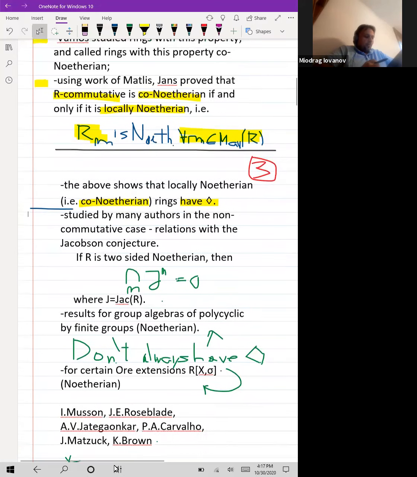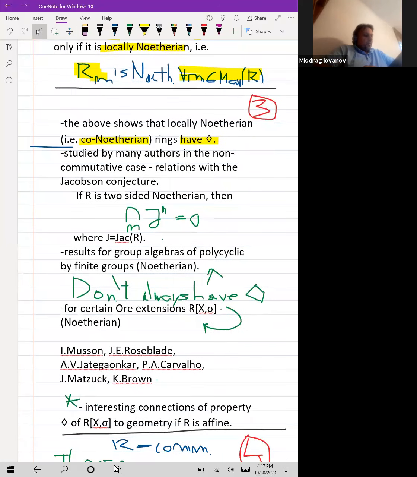The interest in the property diamond has been more from the non-commutative world than from the commutative world, especially because it implicitly appears when you attempt to resolve a pretty well-known conjecture called the Jacobson conjecture. So what is this conjecture? It says that if you have a two-sided Noetherian ring, obviously non-commutative, then the intersection of the powers of the Jacobson radical is zero, where J is the Jacobson radical.